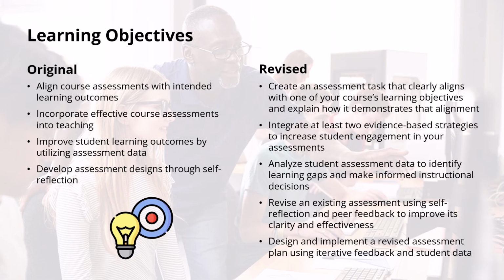A major turning point in the project came from prior peer feedback on my learning objectives. Originally, they were too broad. For example, one stated, "Improve student learning outcomes by utilizing assessment data." That was way too vague. I revised the objectives to be more measurable and actionable. For example, one revised objective reads, "Analyze student assessment data to identify learning gaps and make informed instructional decisions." This change helped clarify the module's focus and made it easier to design aligned assessments and activities.